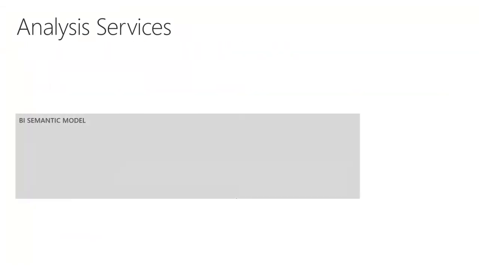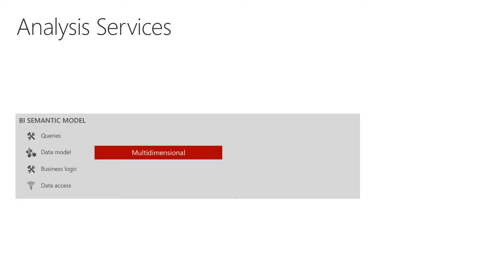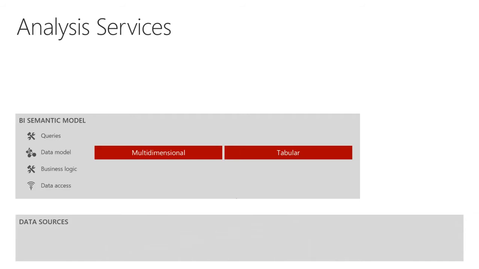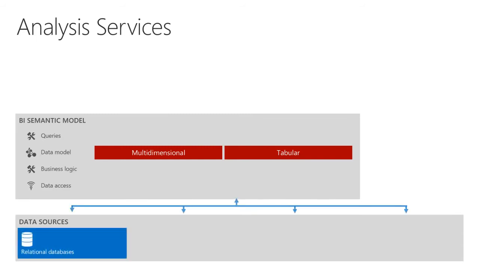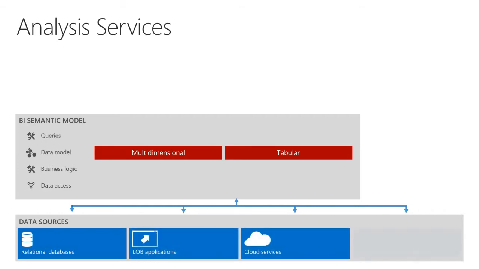With a focus then on the BI semantic model, we'll explore it in terms of queries, the data model technology used to design, business logic, and also data access. As already described, there are two different model design approaches, the multidimensional and the tabular. Let's next focus on the supported data sources. In general, these models will surface data in an intuitive way to support analytics. The data sources that you can surface through the models could be commonly relational databases, line of business applications, cloud services, or Microsoft's Analytics Platform System.